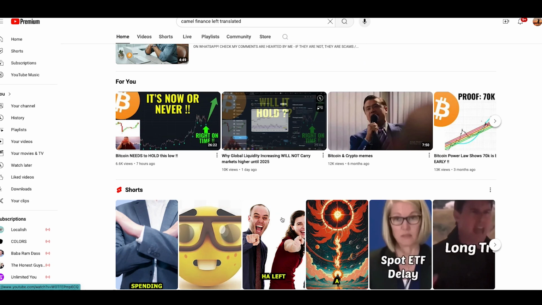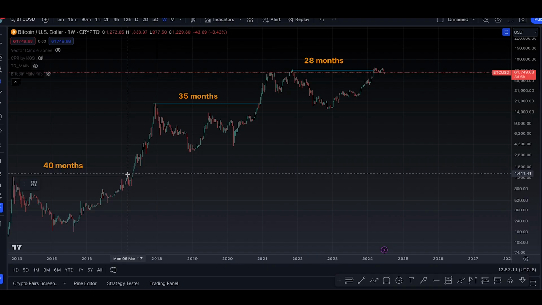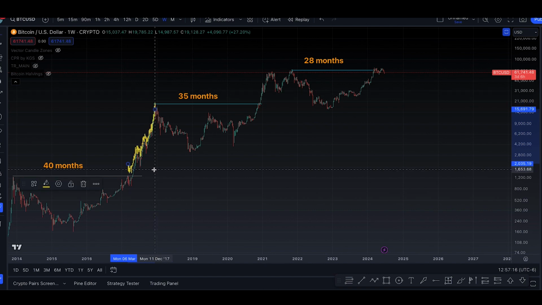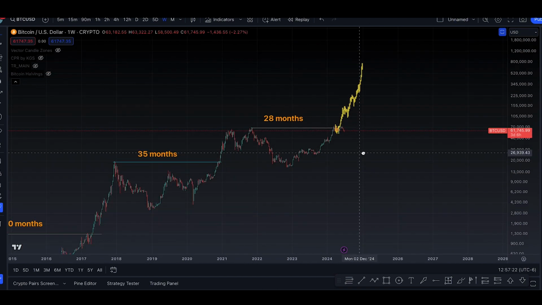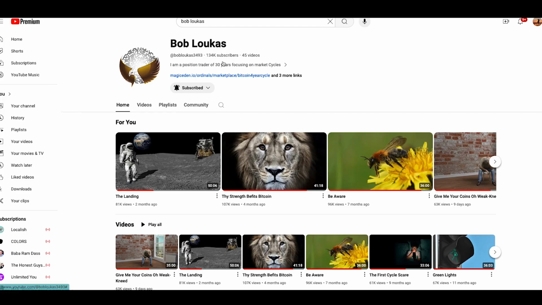Now, the way that Camel likes to highlight this, I'll go from this last time we broke all-time high to the next all-time high. He copy pastes, he puts it here and goes, here's our trajectory, boom, boom, boom, up, believing that there is a lot of upside. Camel Finance truly believes that there is a ton of upside and that our cycle top will come early, for example, in January of 2025, rather than October of 2025, which is more in line with Bob Lucas's 4-year cycle narrative that we spoke of in the beginning.